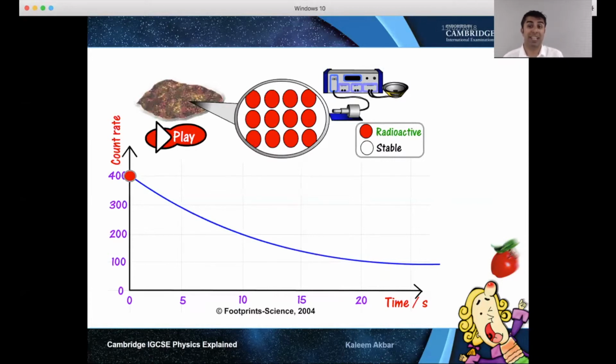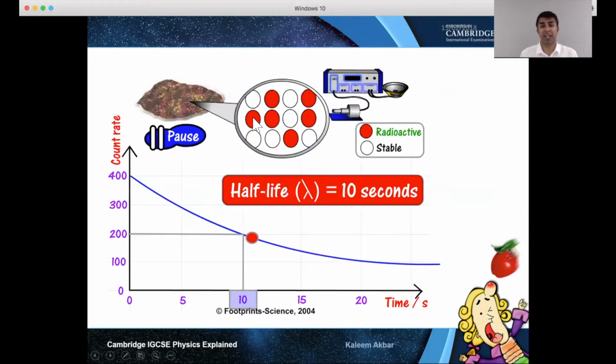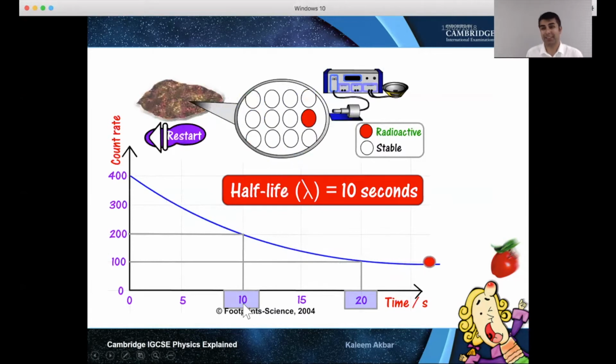The thing I want you to understand, however, is we cannot predict which nuclei will decay because radioactive decay is completely random. I can't tell you which one will decay next. Now, the purpose of the slide ultimately is to help you find the half-life using a graph. Well, if the initial activity is 400, then half of 400 is 200. And what I'm looking to do is find out how long that took. That took 10 seconds. That means every single 10 seconds, its activity will go down by half.